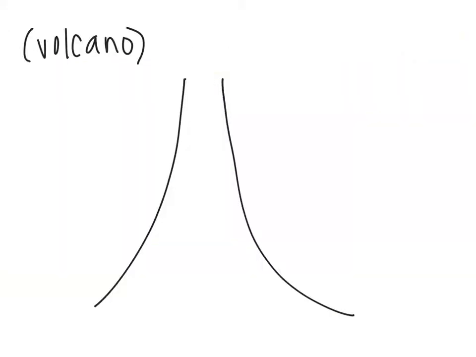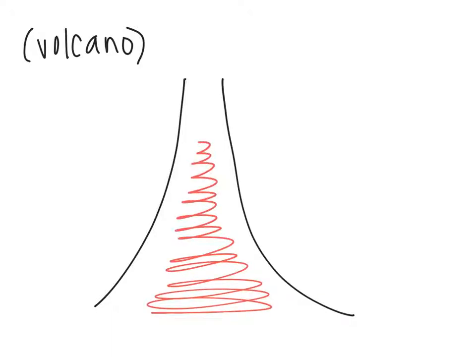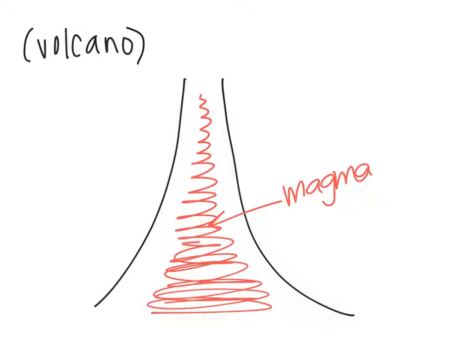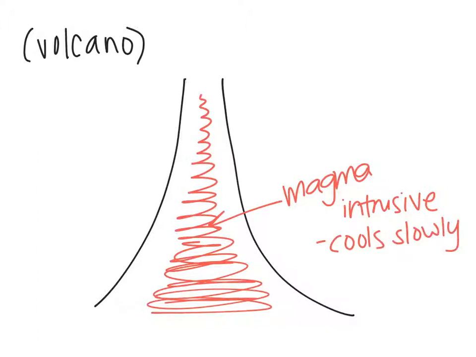So here is a volcano, and the inside, this is the magma chamber. If the volcano does not erupt and that magma is just in there and then it hardens, this is when we get intrusive rocks, because it's inside the volcano. It cools slowly, and the longer it takes for the minerals to cool and to crystallize, the larger they're going to be. Larger crystals means that they are coarse grained.